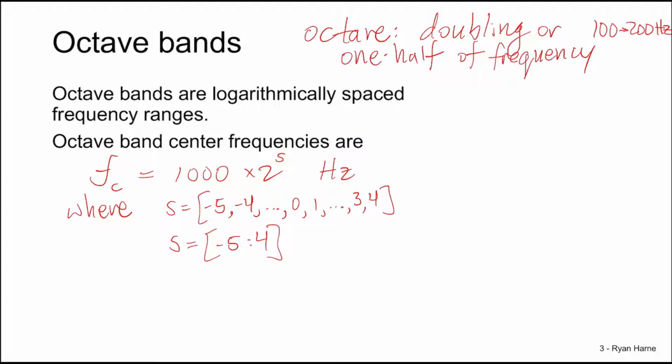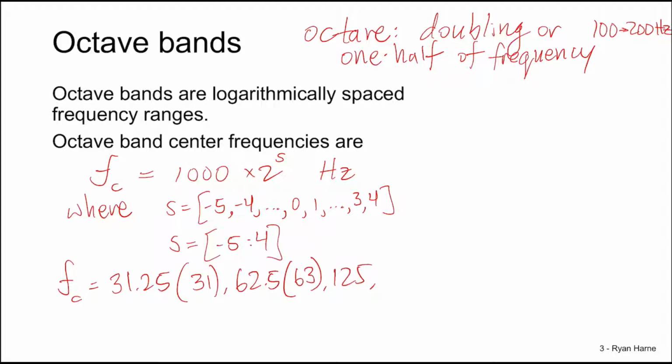If we work these out, we find that the octave band center frequencies are 31.25, which is often rounded to be 31, 62.5, which is often rounded to 63, 125, 250, 500, 1000, 2000, 4000, 8000, and 16,000 hertz.